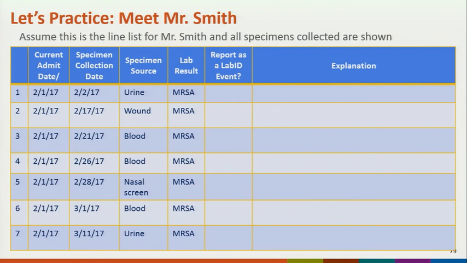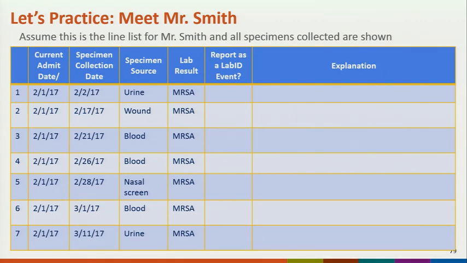Let's make sure we all understand. So meet Mr. Smith. Assume that this line list is for Mr. Smith and all of the specimens that we have for him are shown on our line list here. His current admission date is 2/1/17 for all of these specimens. The first one, the specimen collection date is 2/2. The specimen source is a urine and it is positive for MRSA.